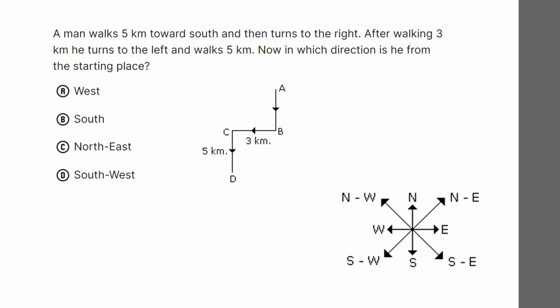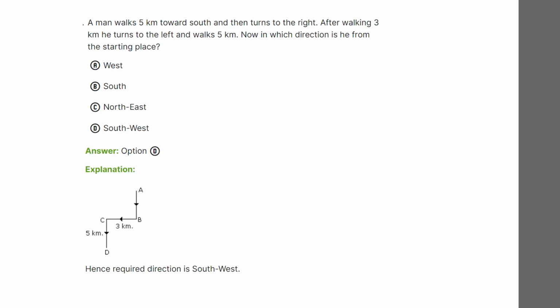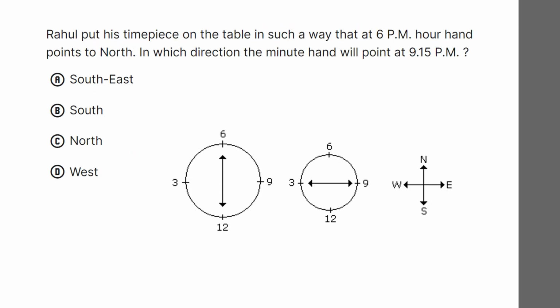Now, the question is, in which direction is he from the starting place? Now, the same diagram you try to imagine in your directions. Where you are heading towards the south, again from south you headed towards the west, again you are heading towards the next direction, that is the diagonal direction, which is nothing but southwest. So now here we have southwest as our answer, which is option D. Yes, this is how we can solve our problems. Now, let us take one more example.